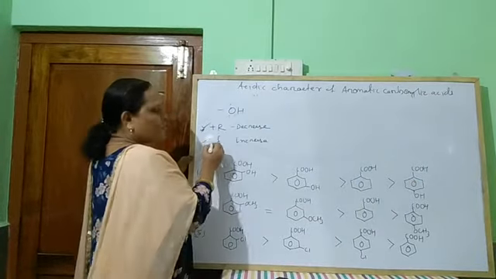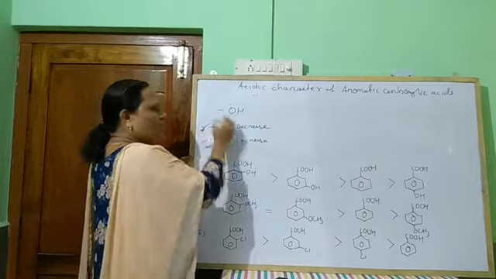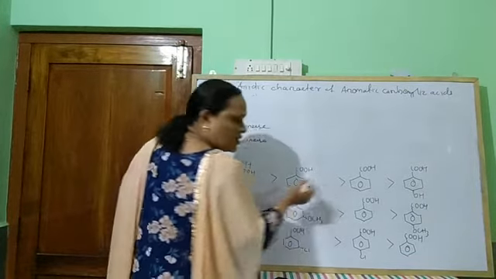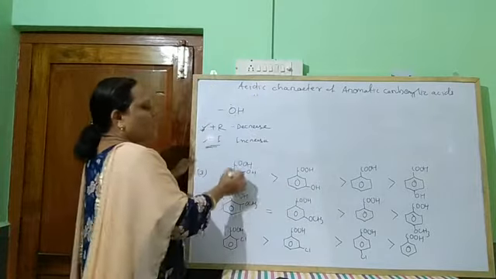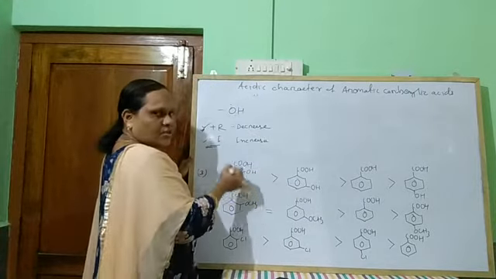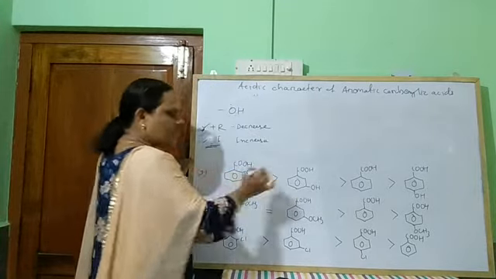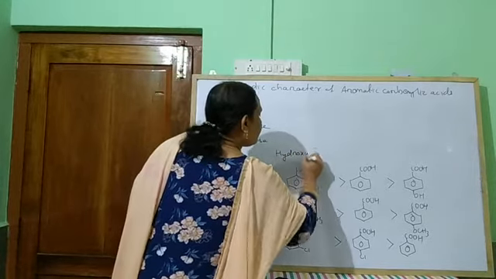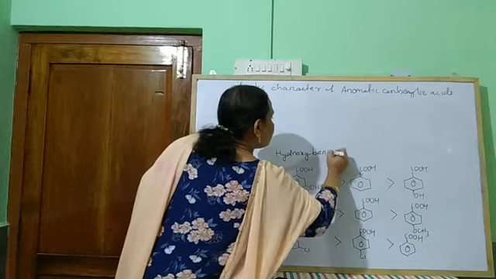But due to presence of minus I effect and no resonance effect, meta is more acidic than benzoic acid. And due to ortho effect, ortho is a stronger acid. This is the acidic strength of hydroxybenzoic acids.